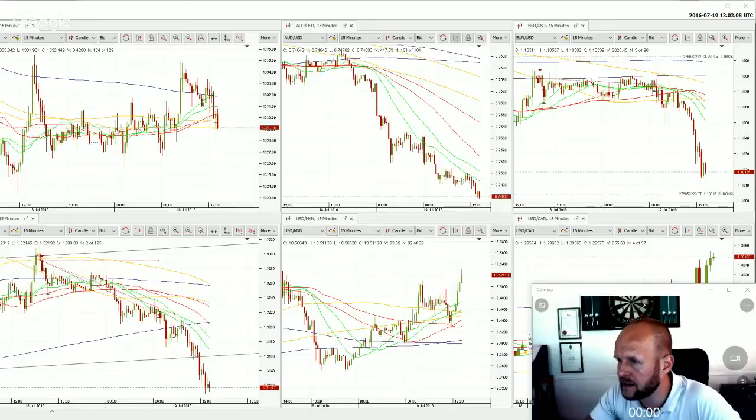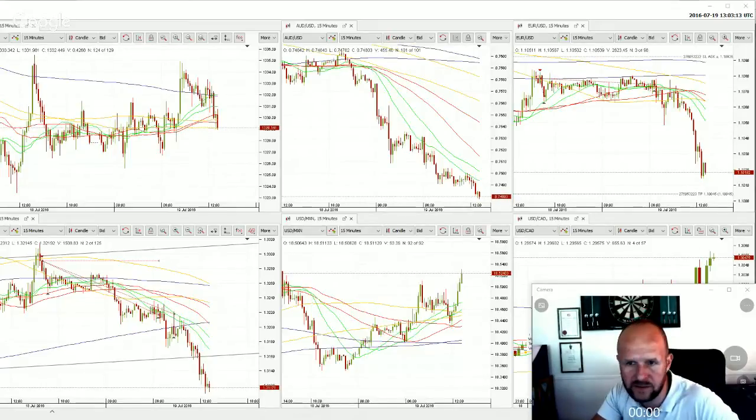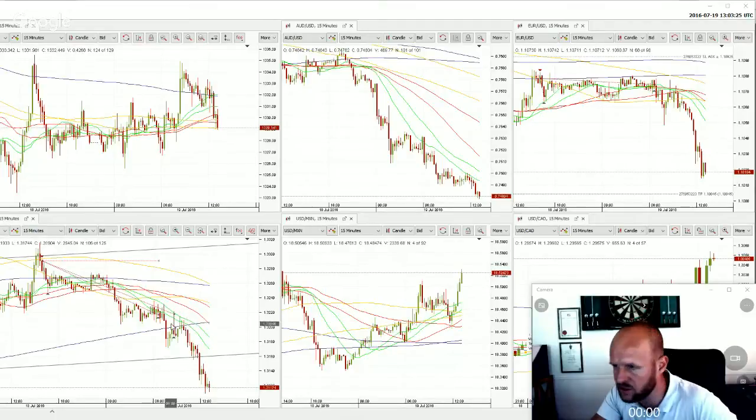Okay, so for some of you it's morning, for some of you it's evening. It's already very busy on the market. As you can see, I'm short on euro dollar at the moment. Have been short on pound, but have triggered basically a limit order around here.